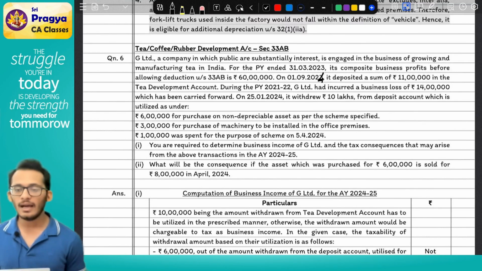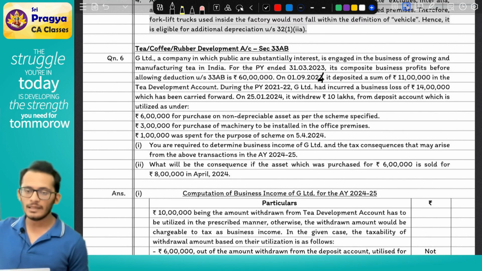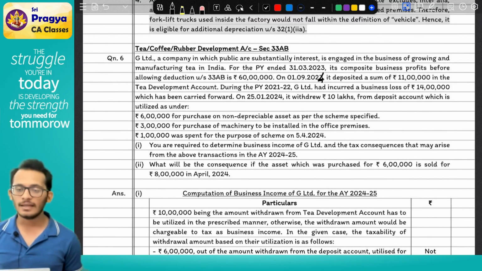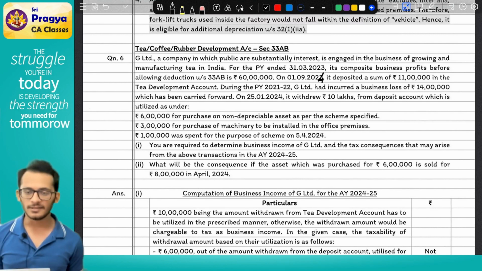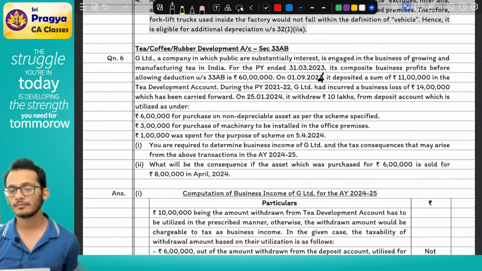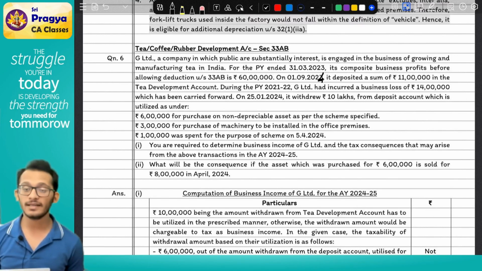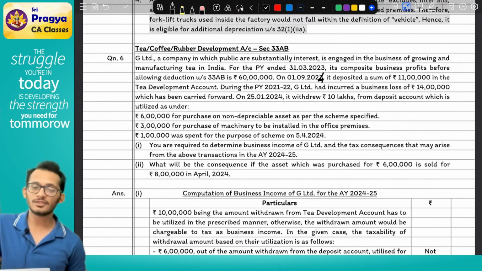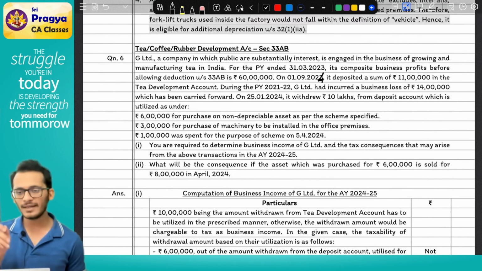Yes, because I can deposit 40%. 60 lakhs to 40% is 24 lakhs. I have only deposited 11 lakhs, which means it is within the limits. Will I claim a deduction of 24 or 11? It is whichever is less. Maximum deduction is 40. I claimed only 11, so I will get only 11.